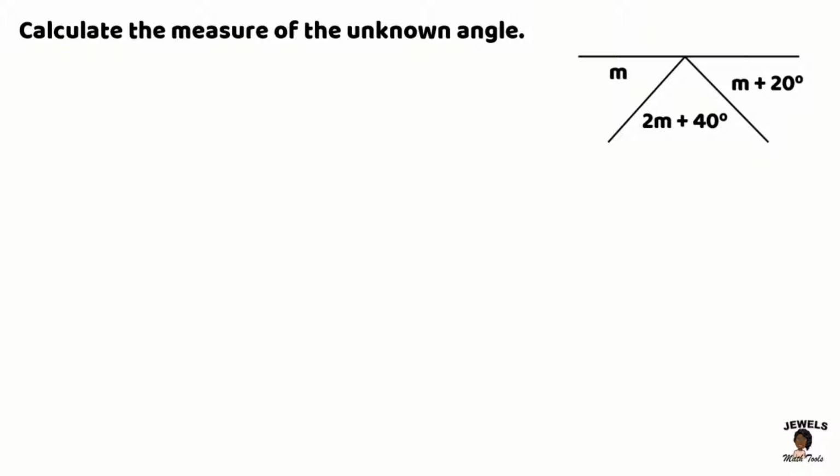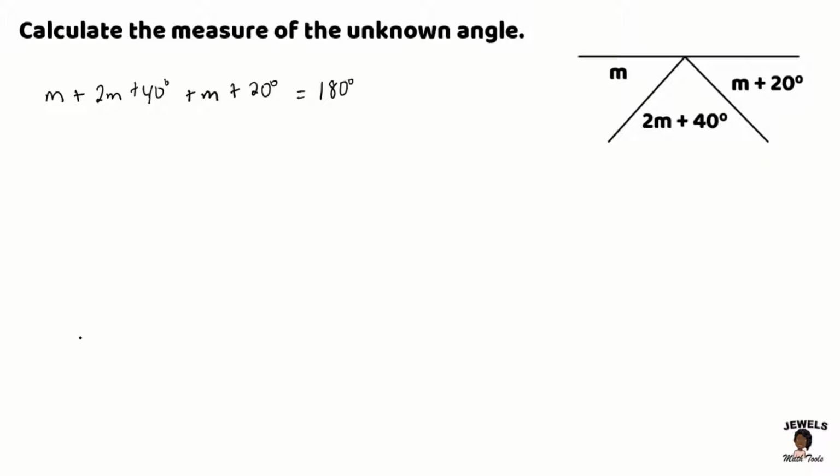So the first thing we're going to need to do when we're getting started is to remember to always write out your equation first. To remind yourself that m plus 2m plus 40 degrees plus m plus 20 degrees is equal to 180 degrees. So you always start by writing out our equation first.